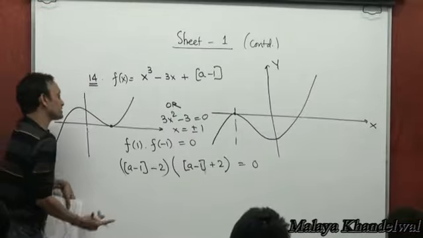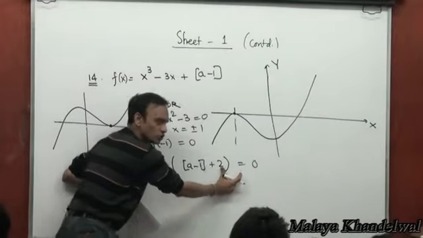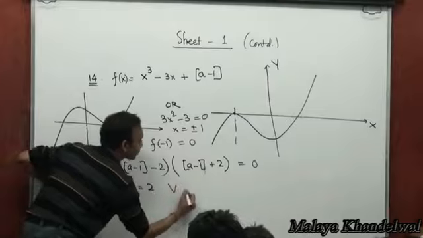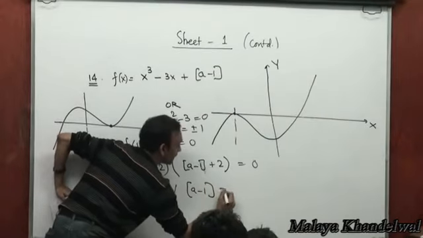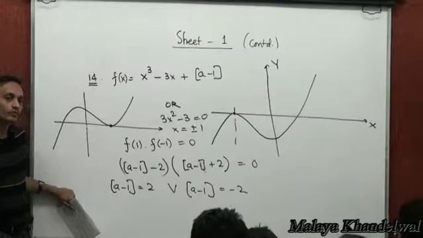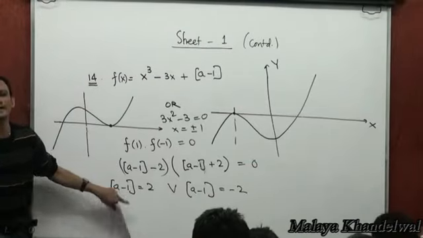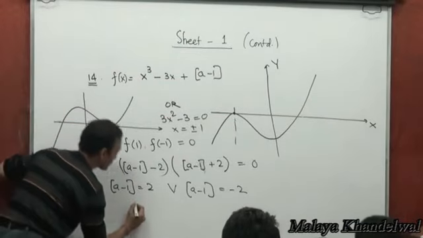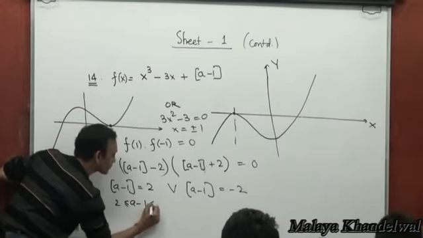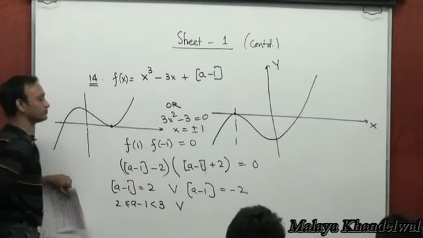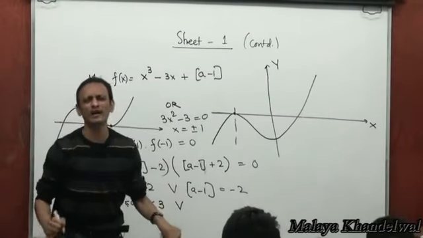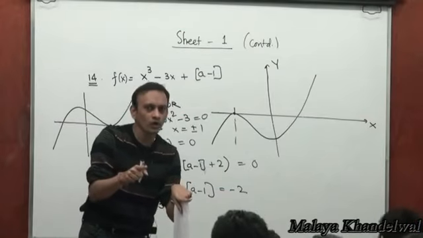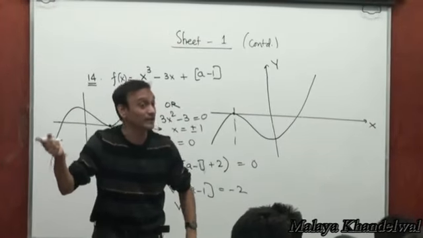right? Which means either this is 0 or this is 0. That means either box of a minus 1 is 2 or box of a minus 1 is minus 2. When would box of a minus 1 be 2? When a minus 1 is greater than or equal to 2 but less than 3. Or when is box of a minus 1 equal to minus 2? When a minus 1 is greater than or equal to minus 2 but less than minus 1, right?